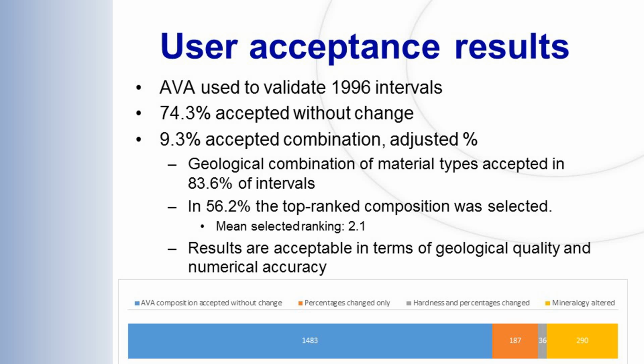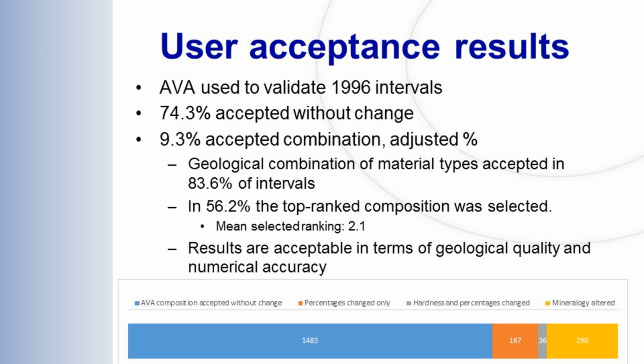So in almost 3/4 of cases, the geologist selected one of the validated compositions that the auto-validation assistant proposed, and they didn't change it. In a further 9% of cases, they accepted the geological combination of material types, so it means we've done a good job in selecting something that made sense geologically, but they adjusted the percentages based on, for example, the logging notes that I mentioned before. So in about 5/6 of cases, we got a good, sensible set of material types.